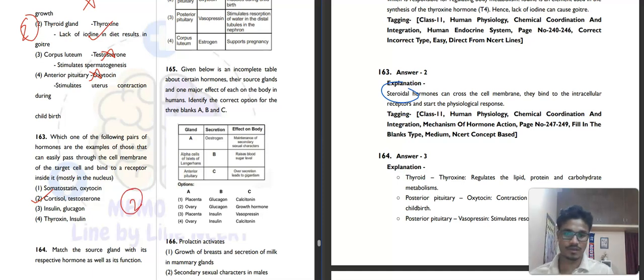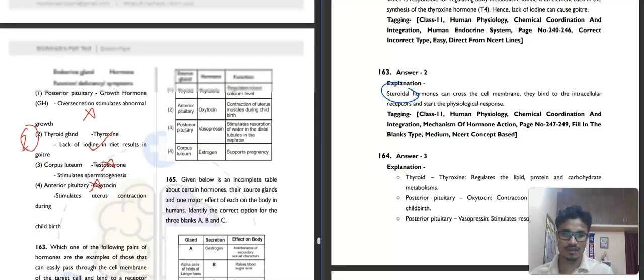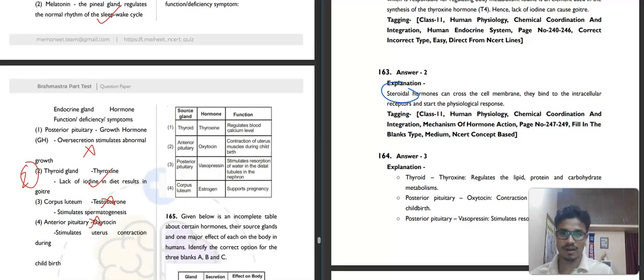Then question number 164. Match the source gland with the respective hormone as well as its function. Thyroid, thyroxine regulates blood calcium level, not correct. And anterior pituitary oxytocin or posterior pituitary oxytocin. Posterior pituitary, that is vasopressin, stimulates reabsorption of water in distal tubules, correct. Oxytocin and vasopressin both are released by the posterior pituitary. Then corpus luteum, estrogen supports pregnancy, no. Progesterone, that should be. The third option will be your correct answer.